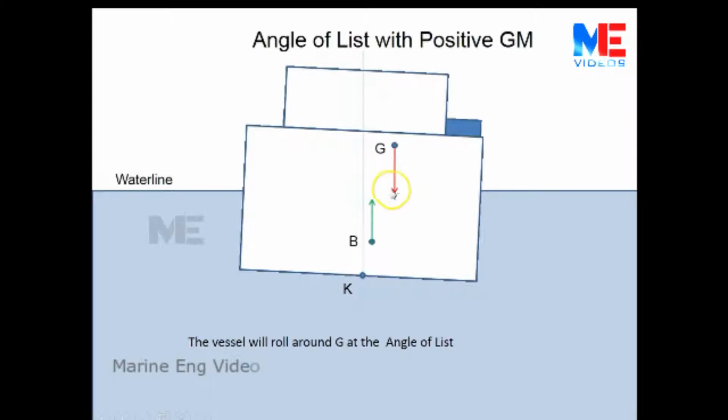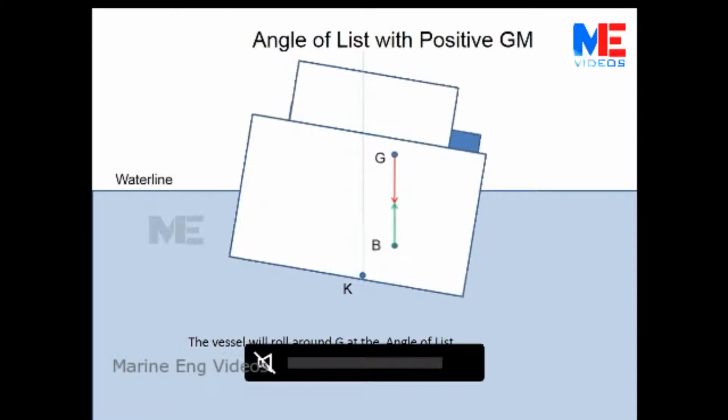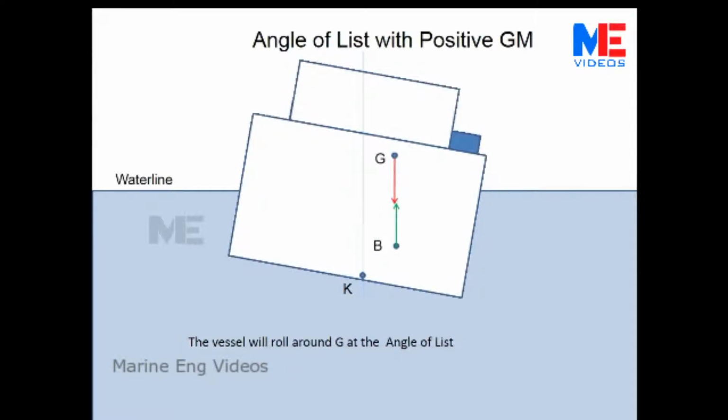We refer to the distance between G and B as GZ. This is actually, instead of a righting arm, an upsetting or capsizing arm. And the vessel is going to continue to incline until B moves out underneath G. So let's see that. So the vessel inclines. Now the vessel has come back to rest. B is back underneath G. The vessel is no longer upright, but it is back at equilibrium.